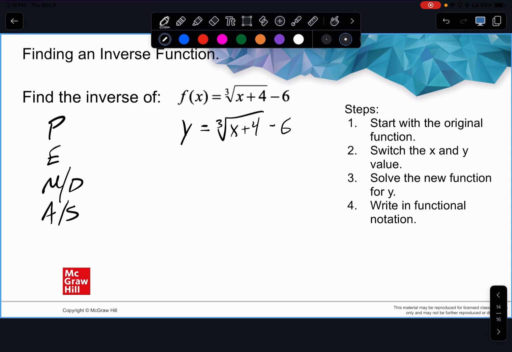So we have to undo the addition and subtraction first. Okay, but before I do that, I keep going too fast. I need to flip-flop my x and y. Okay, so that's my step 2. Step 3, solve it. So we're going to go plus 6, plus 6. So now I have the cube root of y plus 4 equals x plus 6.